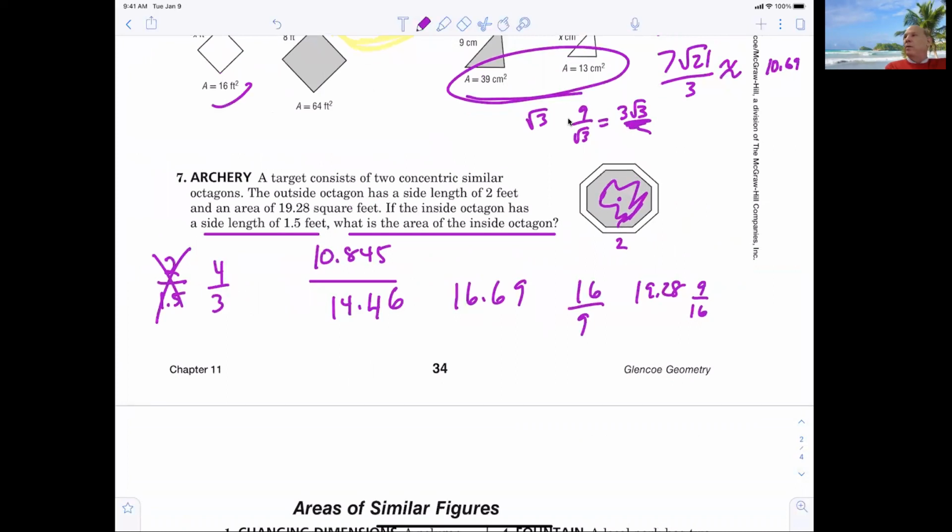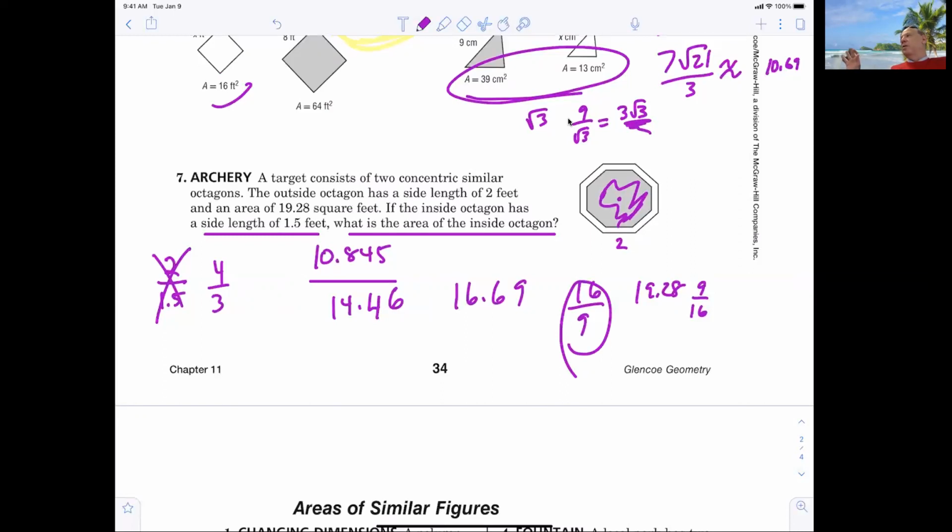You can do that. Dividing by 16/9 is the same as multiplying by 9/16, but it's easier on the calculator if you just do the reciprocal. One less button to hit, right? I don't divide by fractions, ever. We multiply by the reciprocal. Multiply by the reciprocal. All right.